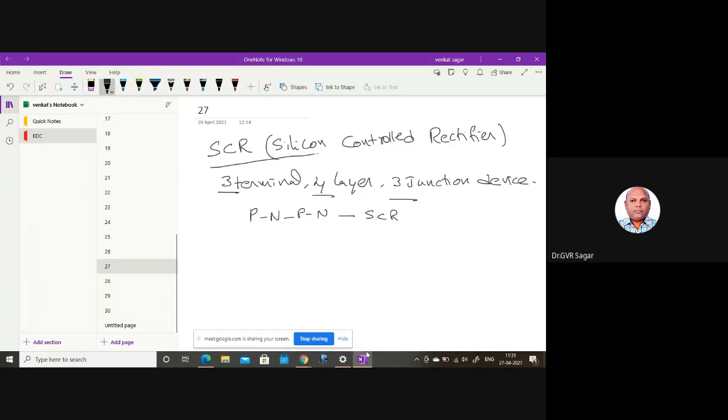So it contains four layers, PN, PN. So like this, I have to form. And from these four layers, we take out three terminals, and three junctions are formed, because between this P and N, one junction is formed here, and between this N and P, another junction is formed, J2, and between this P and N, another junction is formed. This is called J3. So J1, J2, J3, three junctions are formed, right? And a four-layer device. So how to construct this? This we will see.